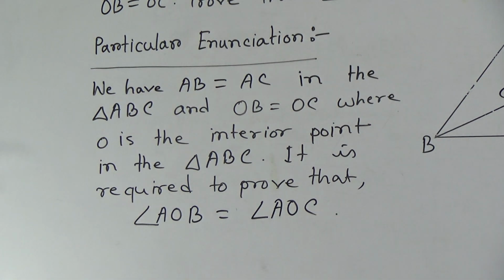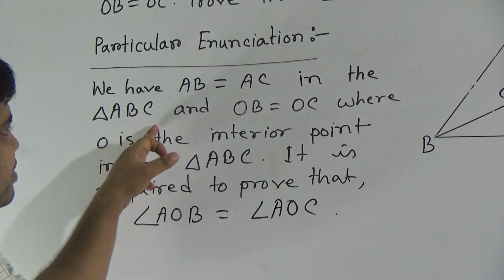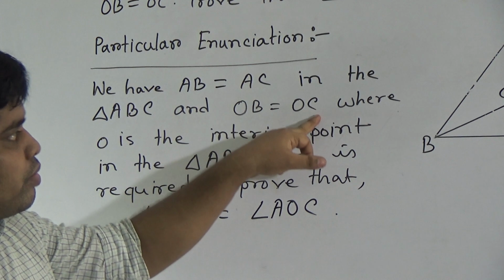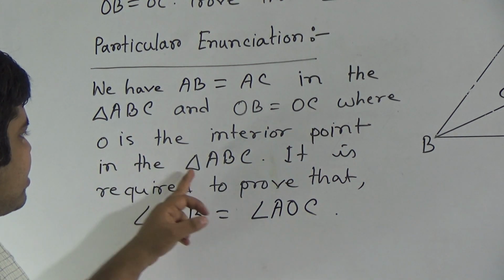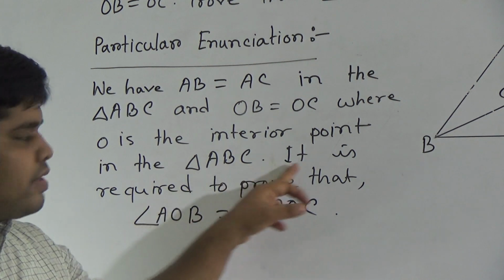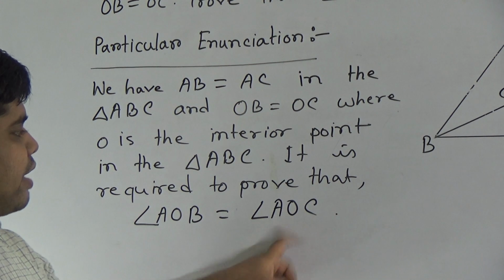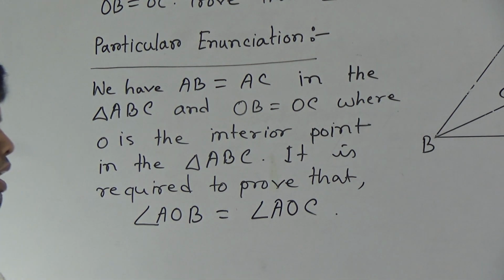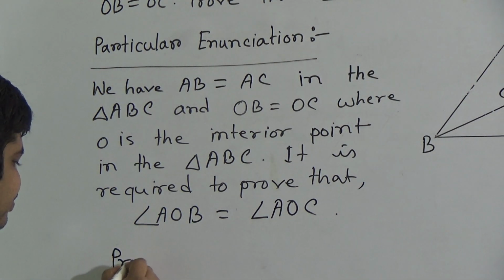I repeat, we have AB equal to AC in the triangle ABC and OB equal to OC, where O is the interior point of the triangle ABC. It is required to prove that angle AOB equal to angle AOC. Okay, I hope you have understood. Now my dear students, we shall go to our next step, prove.